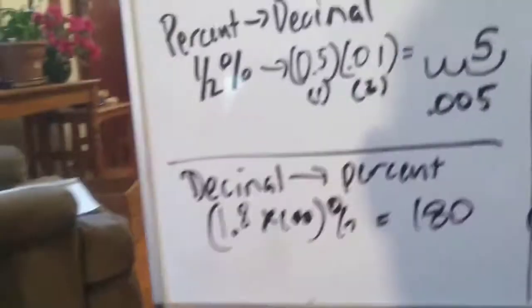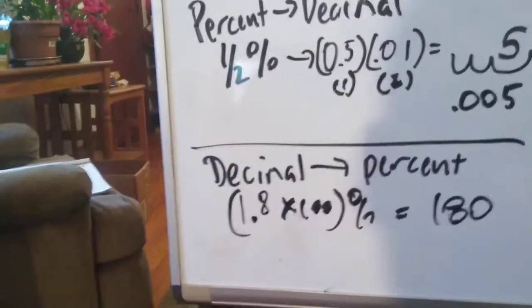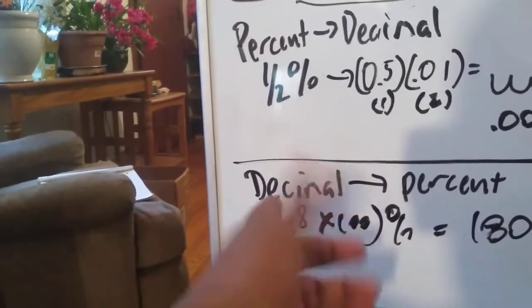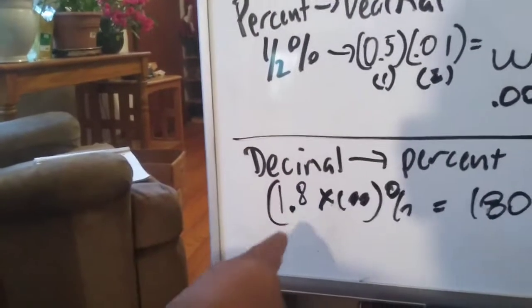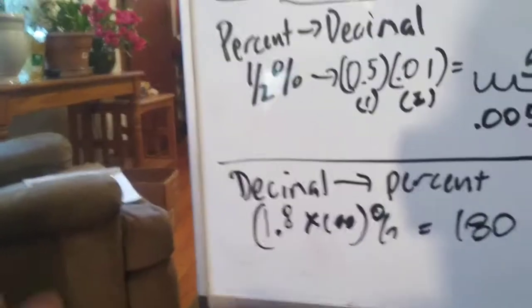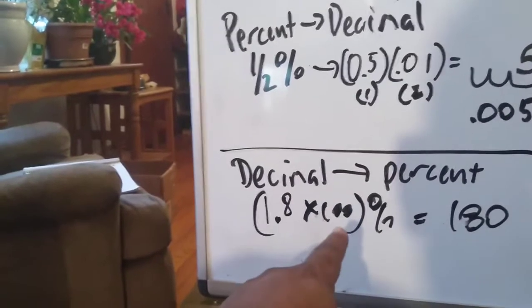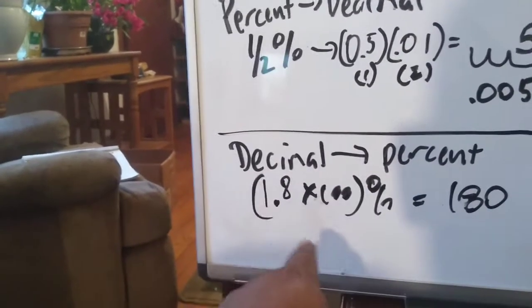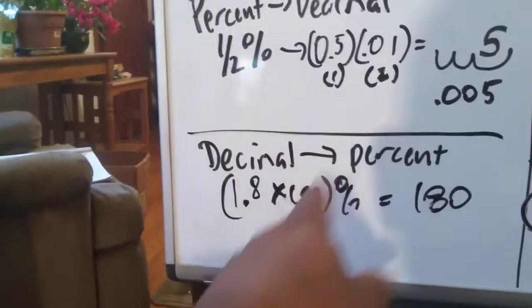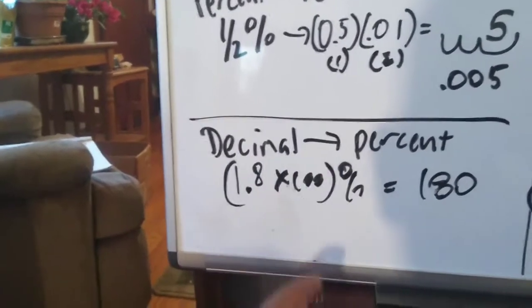That's not bad, right? Now we're going back the other way: decimal to percent. Well, 1.8 times 100. It's just like going from fraction to percent, where you multiply the fraction by 100. A decimal is pretty much another fraction, so you can multiply the decimal by 100. When you do that, it moves the decimal point to the right 2 places. So instead of going to the left, this time you go to the right, because it makes the number bigger.